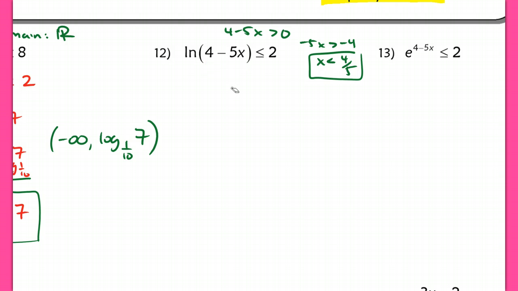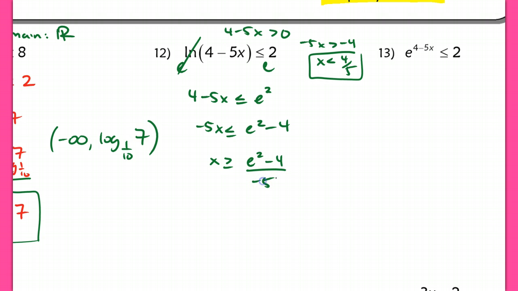So I'm going to raise both sides to e to the second power. On the right-hand side, this is going to cancel, leaving me with 4 minus 5x is less than or equal to e to the second power. Now to isolate x, I would subtract the 4 and divide out that -5. Whoops, forgot to subtract the 4 here. Divide out the -5 and flip the sign to get e squared minus 4 over -5.